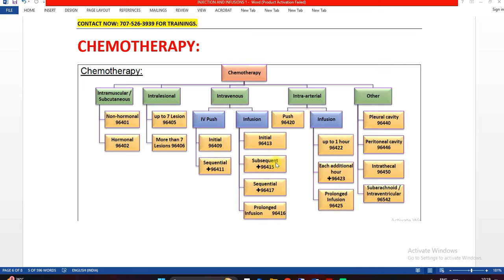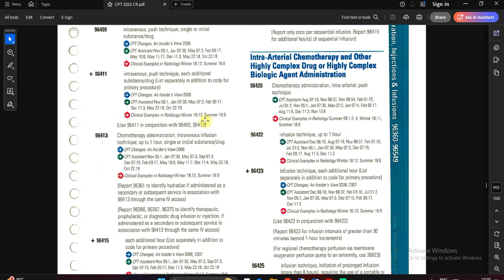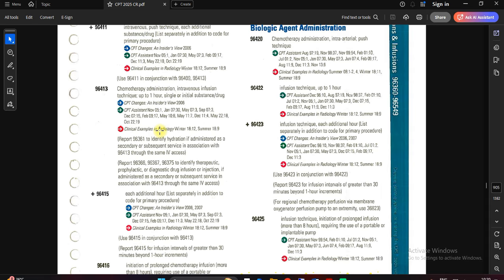Next, we have codes related to intravenous infusion related to chemotherapy. So here we have 96413, 96415, 96417, and for prolonged infusion we need to use 96416. So these are the codes. 96413, chemotherapy administration intravenous infusion technique, up to 1 hour, single initial substance or drug. So basically 96409 and 96411 are for IV pushes. 96413, 96415, 96417 are related to IV infusion.